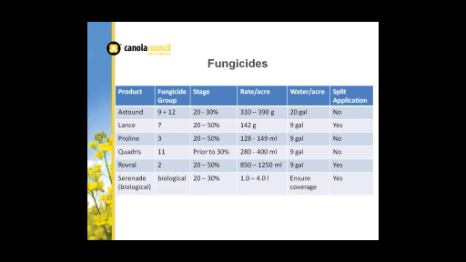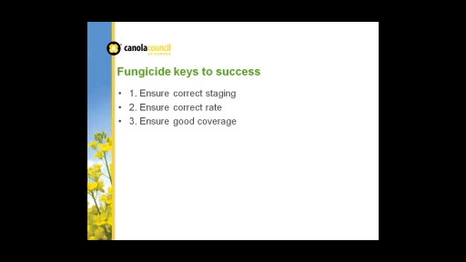So those are the fungicides in a nutshell, and the keys I think are pretty evident for having a successful control. Make sure that you are staging your crop correctly. Don't be spraying at 10% bloom or at 60% bloom. Make sure that you are fairly accurate at identifying your 20 to 50% bloom staging. Make sure you are going in with the recommended rate, and make sure you are using the appropriate water volumes to get the coverage that is required.